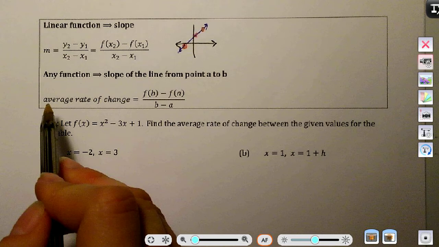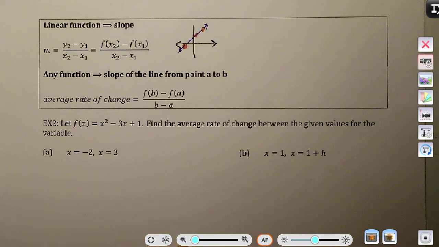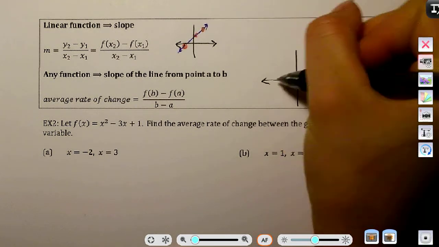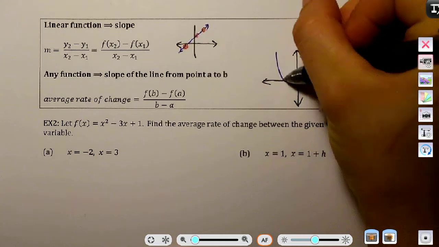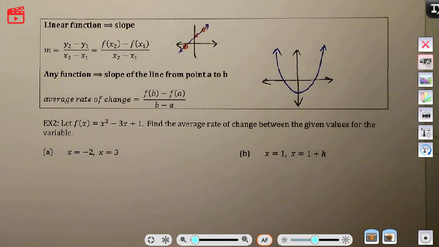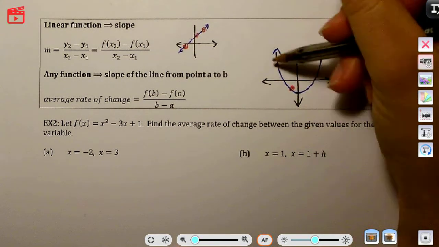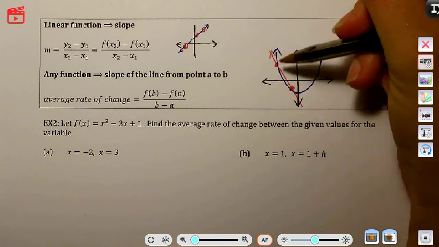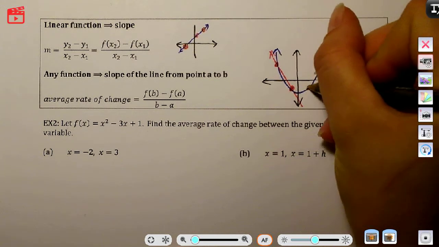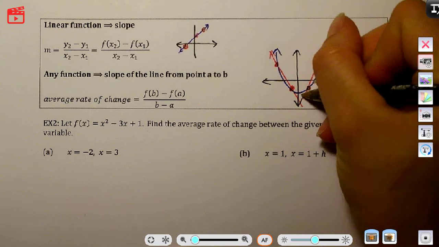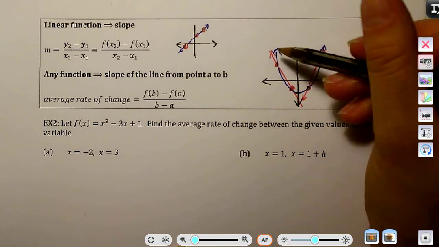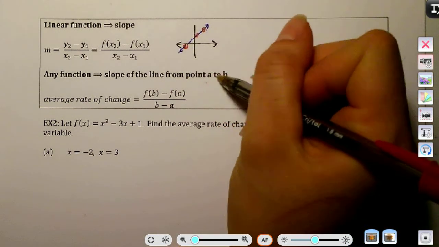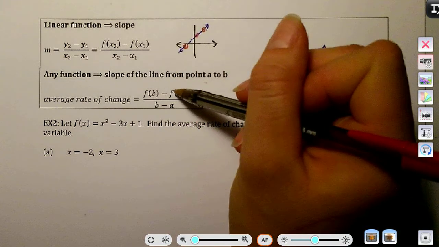So what we have to do is find the average rate of change for certain points on that slope. For example, let's say you have a parabola, and you want to find the slope between this point and this point. Well, that, if you notice, is going to be a different rate of change than if you're trying to find the rate of change between this point and this point. Okay, so because of that, since we don't have a constant rate of change for the other functions, we have this other way of finding the rate of change. So if you're going from point A to point B, you're going to go ahead and use this average rate of change.